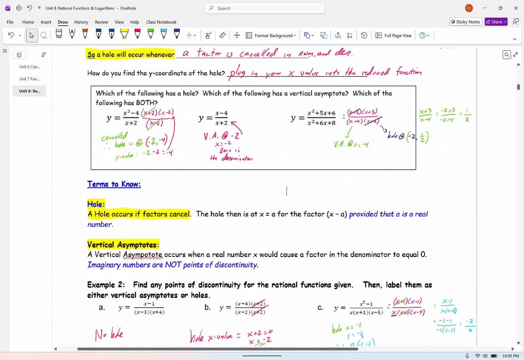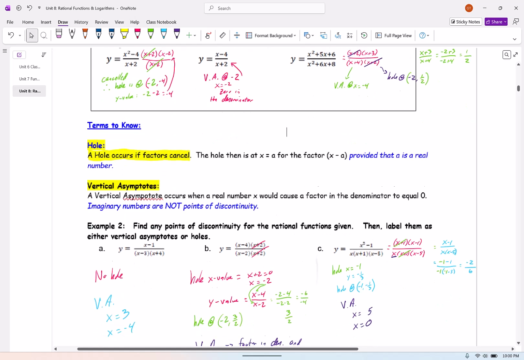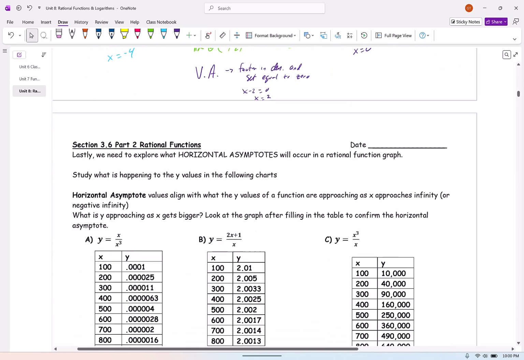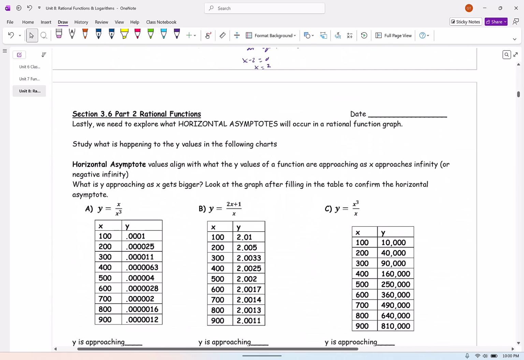All right, we summarize some of those things up here and give a couple more examples of very similar things that we just practiced. So you can take a closer look at those if you want to review. But we're going to move forward here talking about horizontal asymptotes.